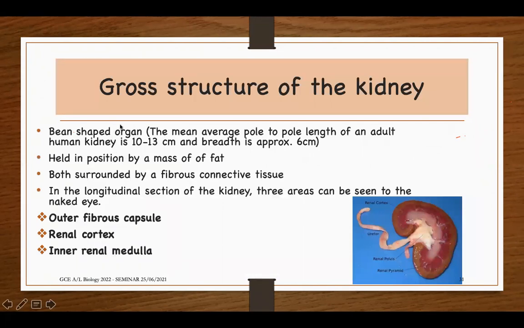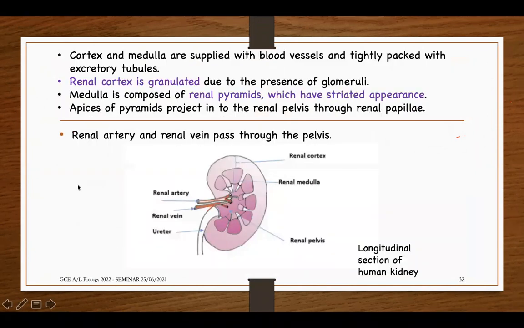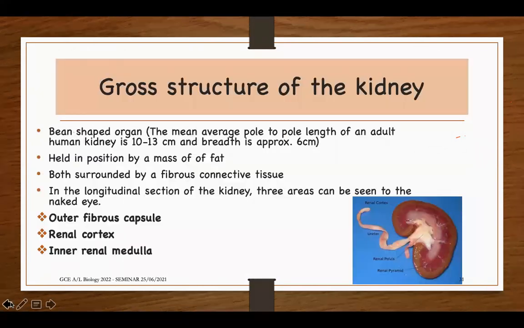Then moving on to the gross structure of the kidney. Now this too, they will ask you children to describe. They might ask you in an essay or in a short note to explain the gross structure of the kidney. Okay. So remember, now I've given in points the gross structure of the kidney. It's a bean-shaped organ. The average length, you don't have to remember, but I just included that too.